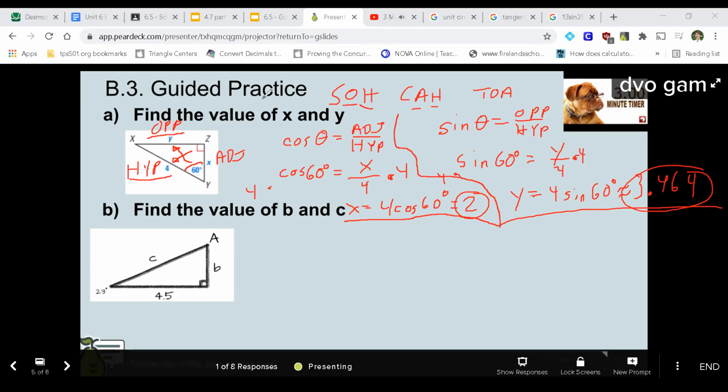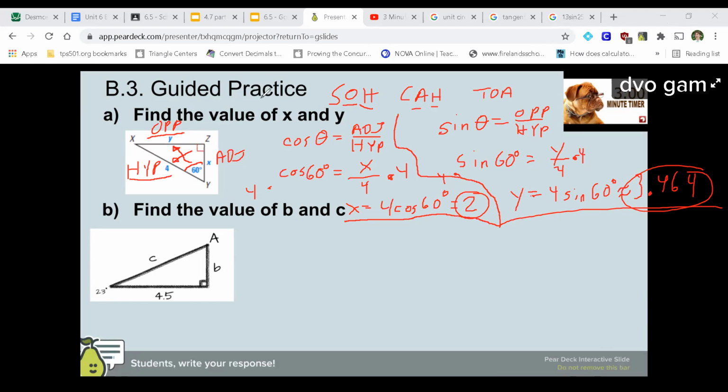Okay, let's go over these. So if we label for our angle here, yep, okay, good. This would be the opposite. This would be the hypotenuse. Which means 4.5 is our adjacent leg.